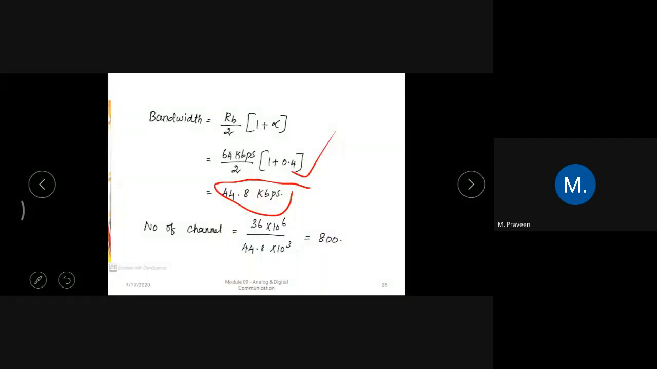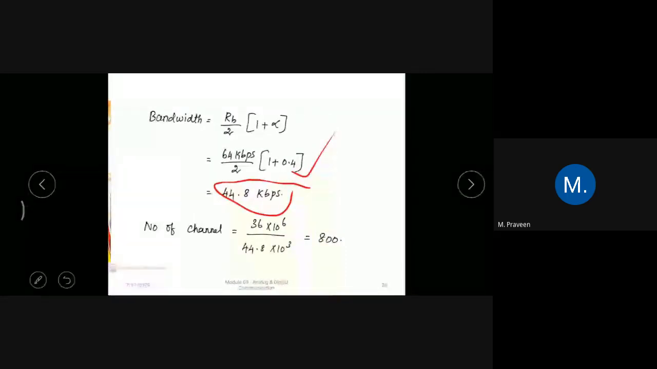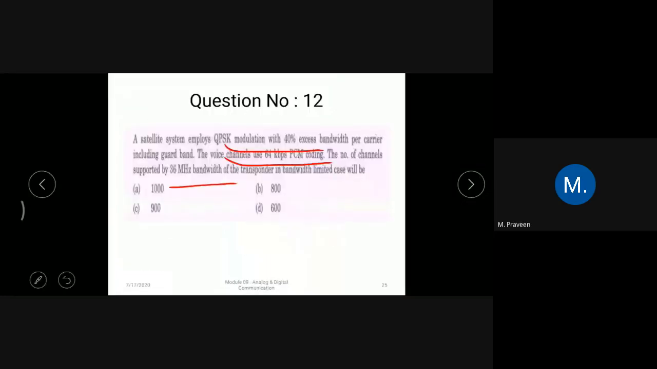So the answer is very close. The answer is 800. To find the number of channels, they have given the total bandwidth, that is 36 megahertz. Now they are asking the number of channels. First try to find out the bandwidth for each channel, and then we can go for the formula. So the answer is B.